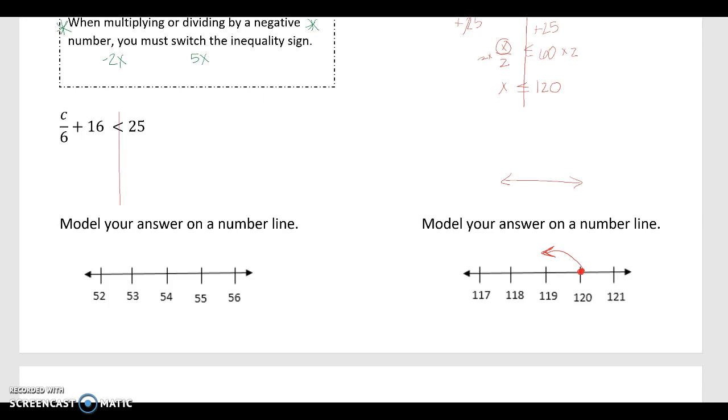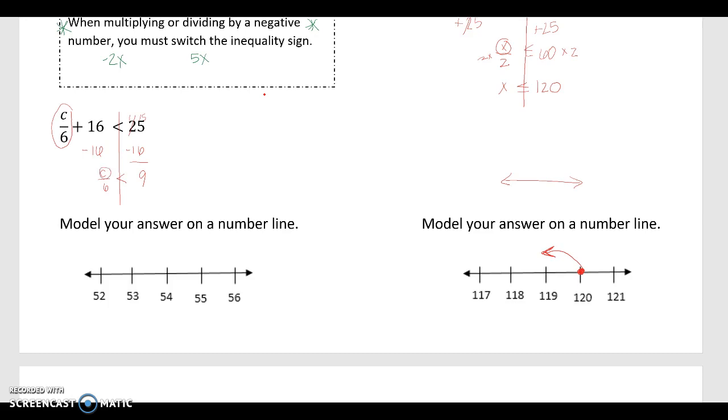All right, so draw a line down the inequality sign. We have c over 6 that we're trying to get by itself. So instead of adding 16, we're going to subtract 16. So subtract 16. I have to borrow 1. 15 minus 6 is 9, right? So we have c over 6 is less than 9.